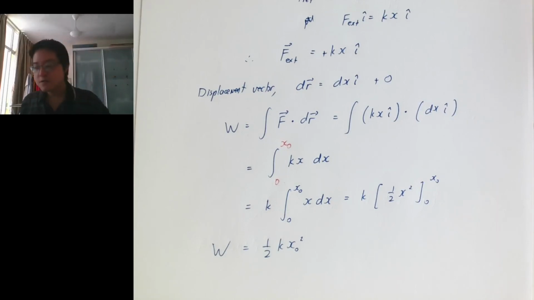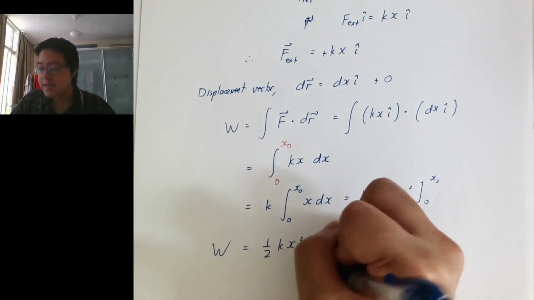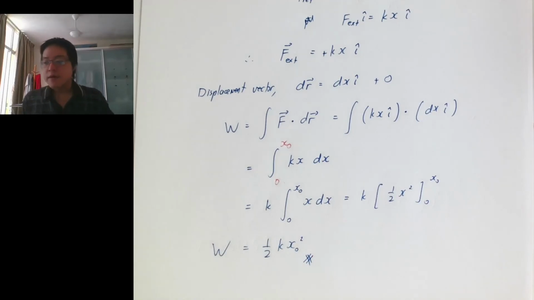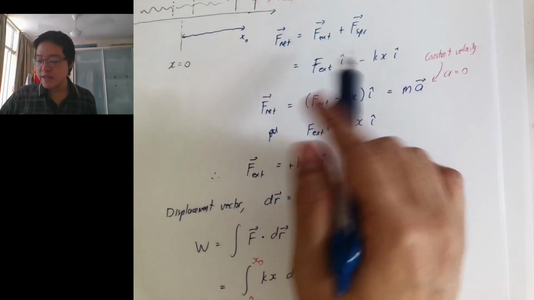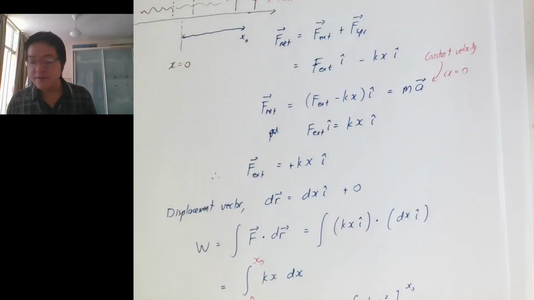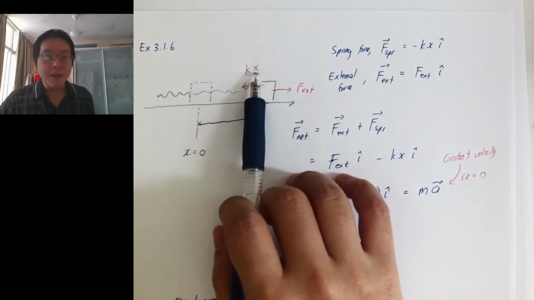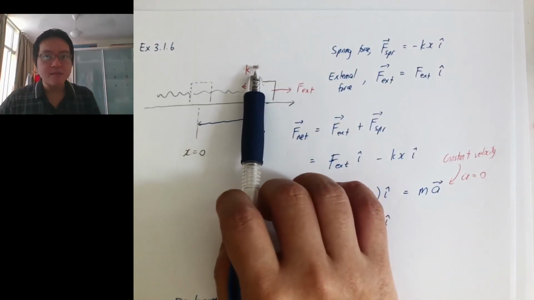So this is the work done by the external force. This is not the work done by the spring. So the work done by the external force, you put in the external force, you get this number positive. If you calculate the work done by the spring, the question didn't ask, but let's say you calculate, this is the work done by the external force.